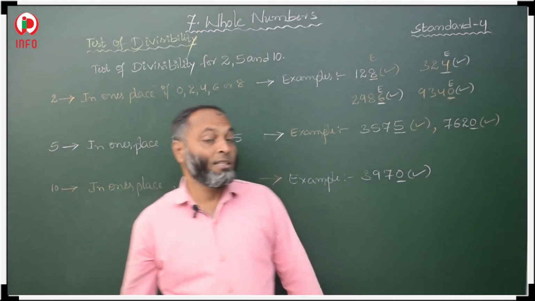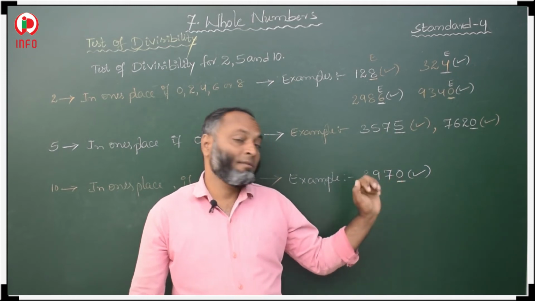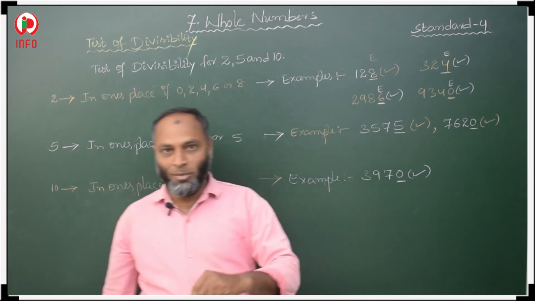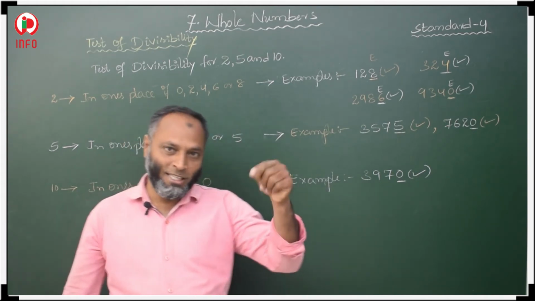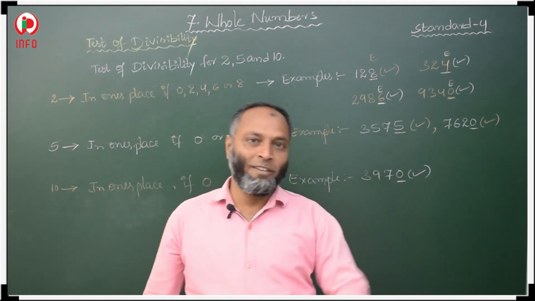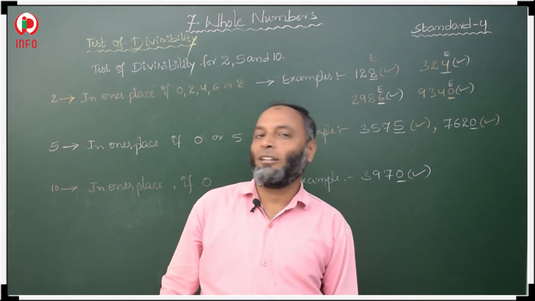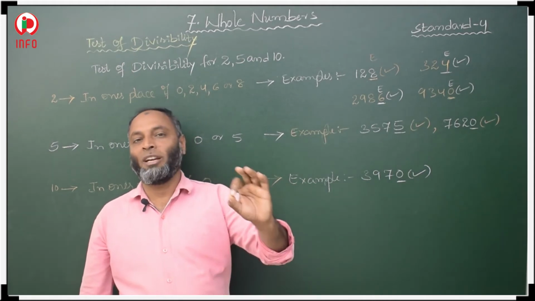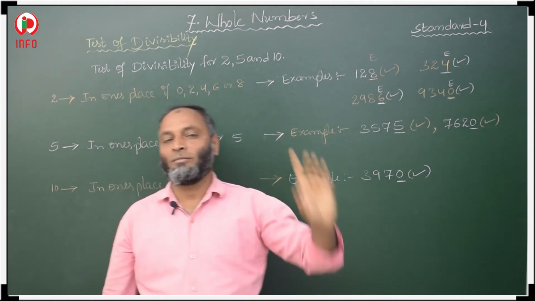Once you check, this is divisible by 10 as well as 5 and 2. If a number is divisible by 10, it means that it is divisible by 5 as well as 2. So it divides in all 3 tables.